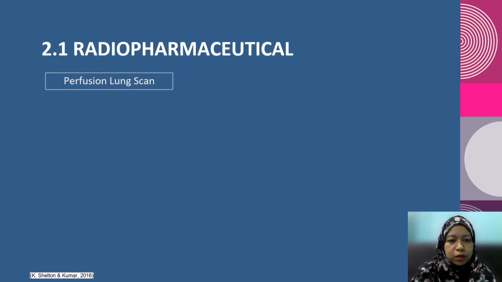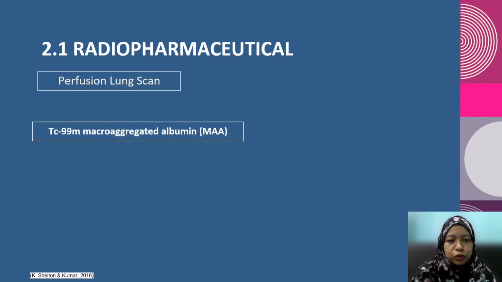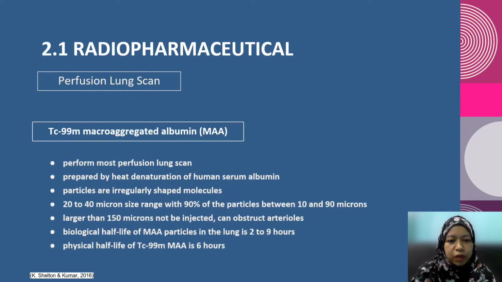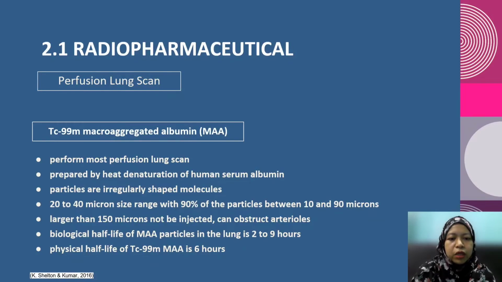Last one, for the perfusion lung scan, the radiopharmaceutical used is MAA, which is macroaggregated albumin. Most perfusion lung scans use MAA prepared by heat denaturation of human serum albumin. Particles are irregularly shaped, in the 20 to 40 micron size range, with 90% of the particles between 10 and 90 microns. Particles larger than 150 microns should not be injected because they can obstruct the arterioles.